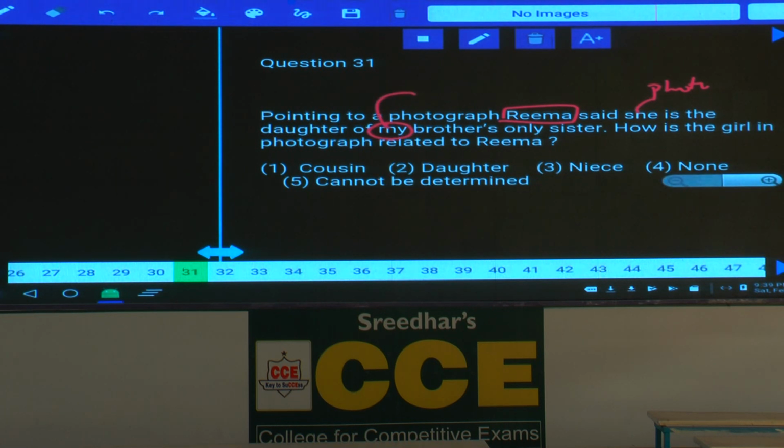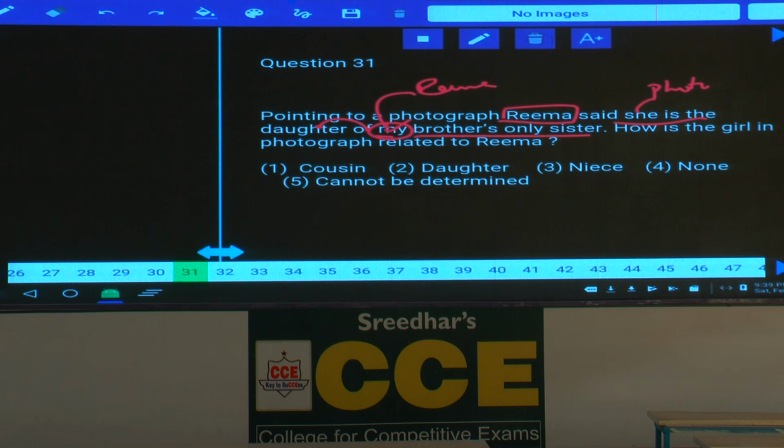What does this "my" stand for? My stands for Rima, isn't it? Hence, in these types of questions, we should always start with "my". Starting with this "my", go to the last extent, then take the relation before this "my", then continue till the end. The same question can be written like this: my brother's only sister.